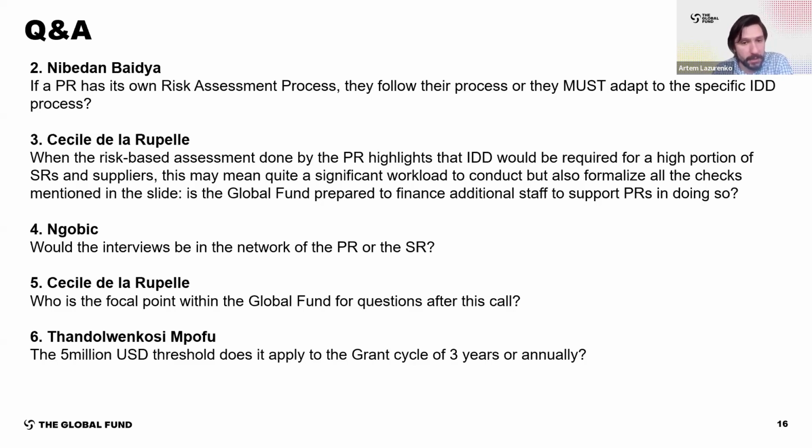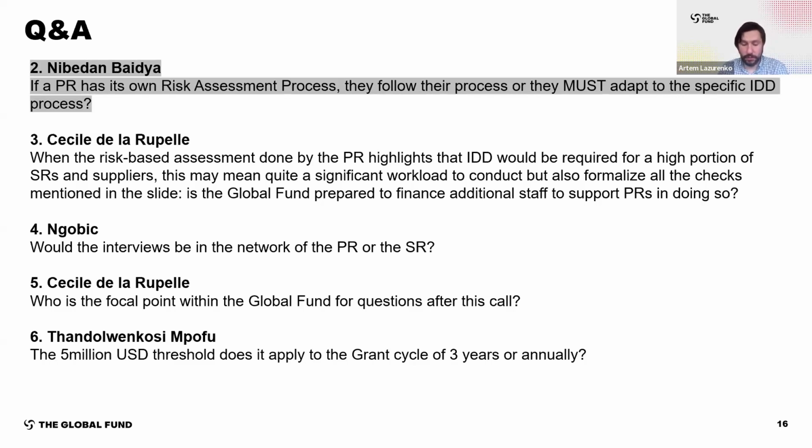Next question. If a PR has its own risk assessment process, do they follow their process or must they adapt to the specific IDD process that the Global Fund has set? So this is what I have covered, right? We do not want to dictate a process. It is exactly, we expect PRs to have their own processes. We expect these processes to be robust. The only thing that we do dictate is that one of the results of your process must be that you do at least the minimum requirements checks as well as the other checks that your process returns.